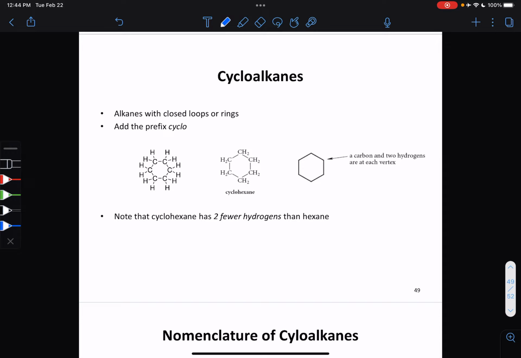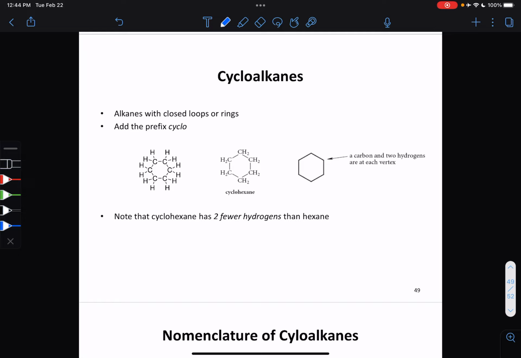Hello, students. In this lecture, we get to talk about my favorite thing to name and draw, which is the cycloalkanes. So, in case you hadn't guessed, we're going to have some cyclic structures here, some ring structures. Under the word cycloalkane, it says alkanes with closed loops or rings. And how we're going to name those is by throwing in the word cyclo somewhere. All right, so what do these look like and where are the carbons and the hydrogens?